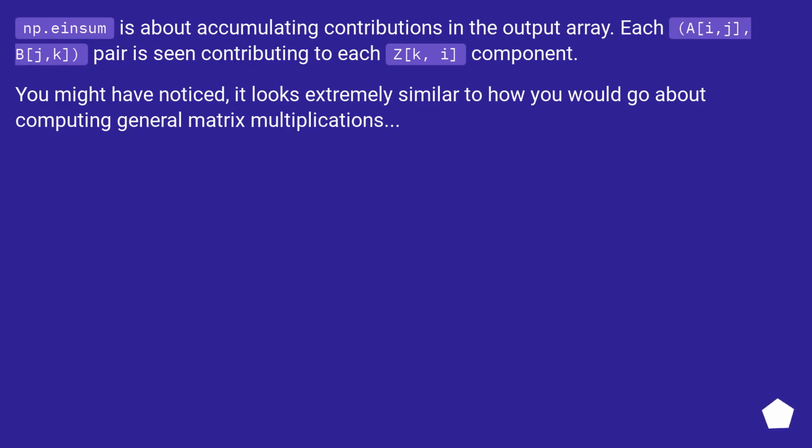np.einsum is about accumulating contributions in the output array. Each a[i, j], b[j, k] pair is seen contributing to each z[k, i] component. You might have noticed, it looks extremely similar to how you would go about computing general matrix multiplications.